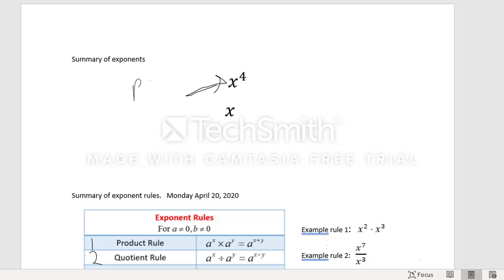the x is our base, and the 4 is our exponent. All right, we can rewrite this as x times x times x times x. It's to the 4th power, so there are 4 x's multiplied by each other.